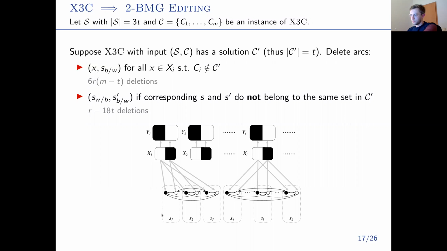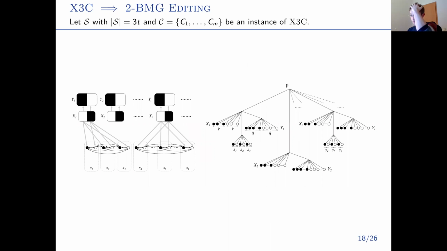So, to show the first direction, we only have to prove that this actually is a BMG. And to see this, I've already told you that each individual gadget is a BMG, since it can be explained by a tree that looks like this one. And if we now look at the other connected components, which are still attached to S vertices, then we can also explain this by a tree that looks like this, where we only add another inner vertex to which all the vertices in S are attached.